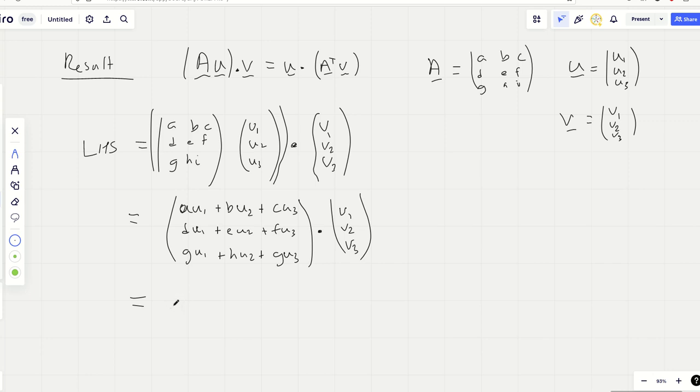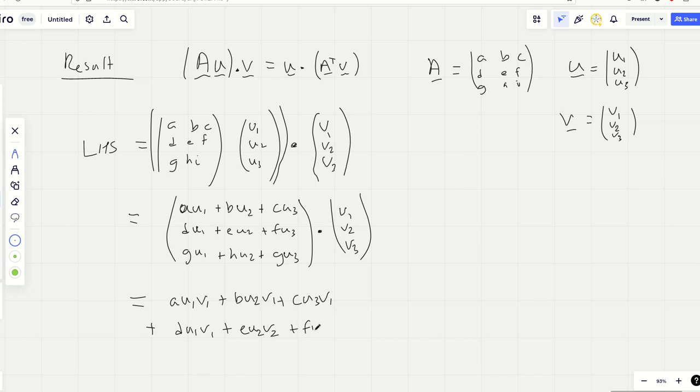It's going to be AU1, V1. Be a little bit careful when you do this. AU1, V1 plus BU2, V1 plus CU3, V1 plus, because it's an actual scalar, DU1, V1. This is going to be a bit boring for you when you're listening to this. Feel free to fast forward this bit if you like.